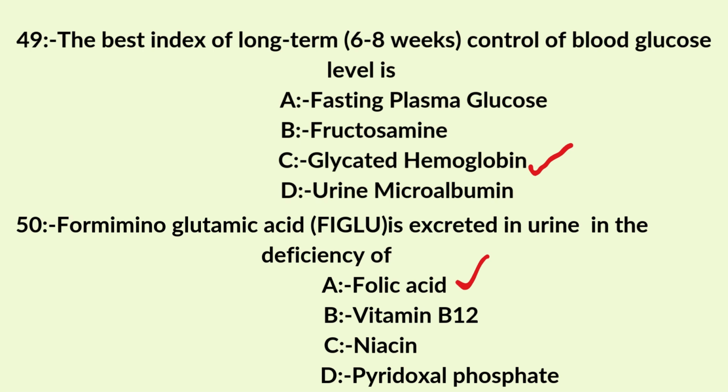The best index of long-term control of blood glucose level is, fasting plasma glucose, fructosamine, glycated hemoglobin, urine microalbumin. Answer is glycated hemoglobin or HbA1c. Next one, formiminoglutamic acid or FIGLU is excreted in urine in the deficiency of, options: folic acid, vitamin B12, niacin, pyridoxal phosphate. So FIGLU is excreted in urine in deficiency of option A, folic acid.